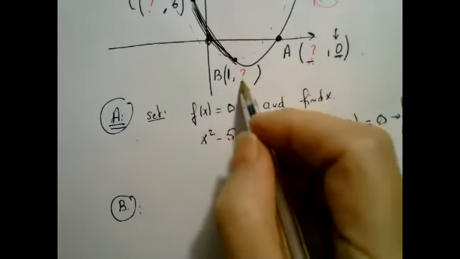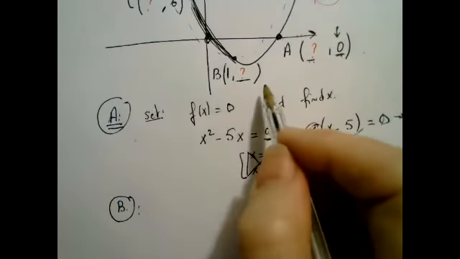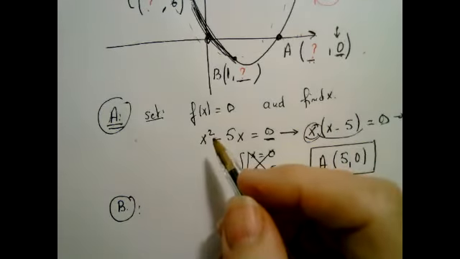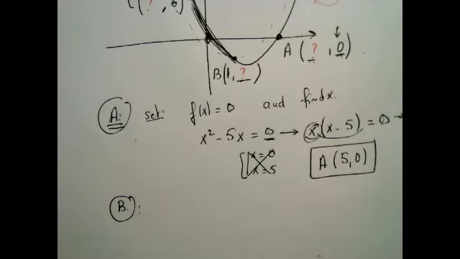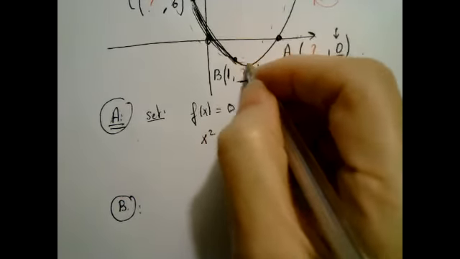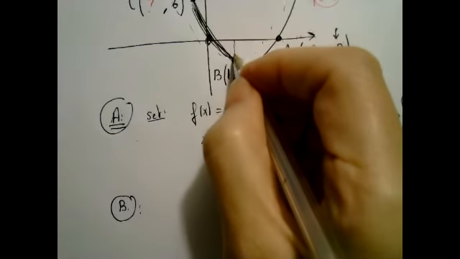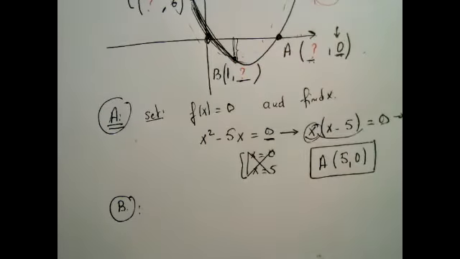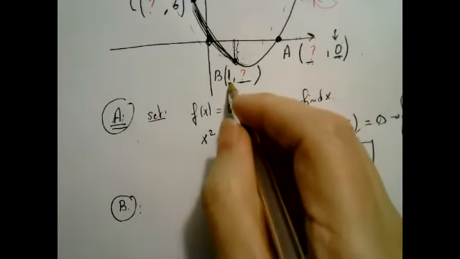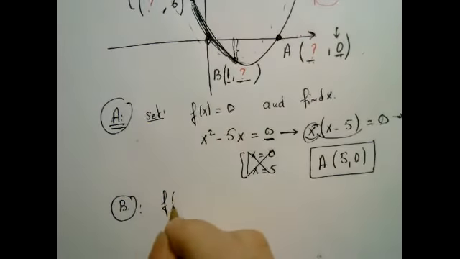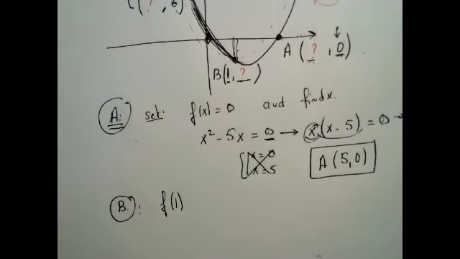Now B, what did I give you here? So you need this component. What am I giving you? What do you have to find? Back to you guys. So this coordinate is 1. This is a point on the graph. If this is 1, what should be the output here? This time I'm giving you the input. I'm asking you for the output. So for B, I only need to find f of 1.